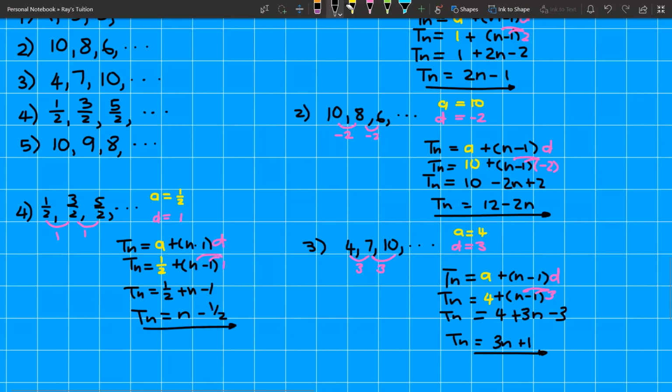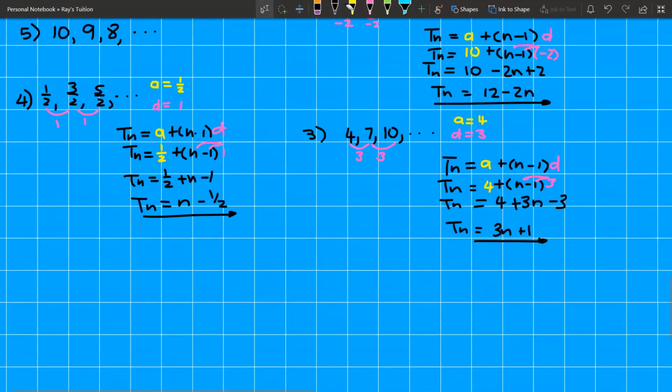Okay, the last one, we've got 10, 9, 8. Again, our A is our first term, which is 10. Our D is our common difference. So we say 9 minus 10 is minus 1. 8 minus 9 is minus 1. So it is minus 1.